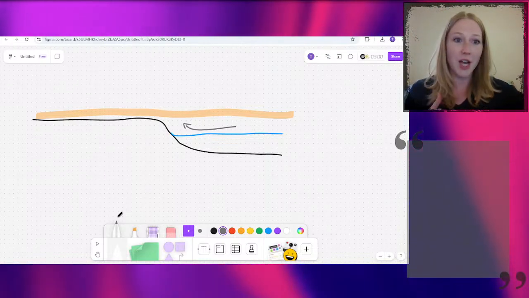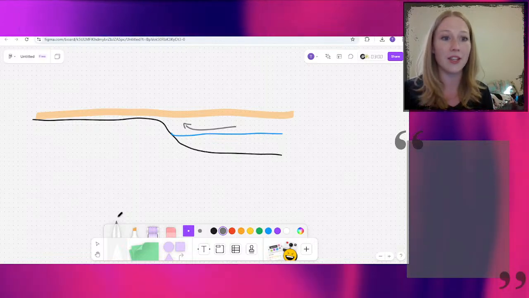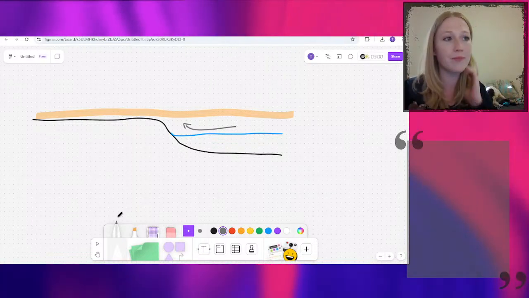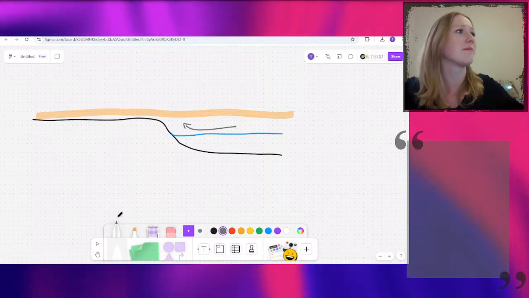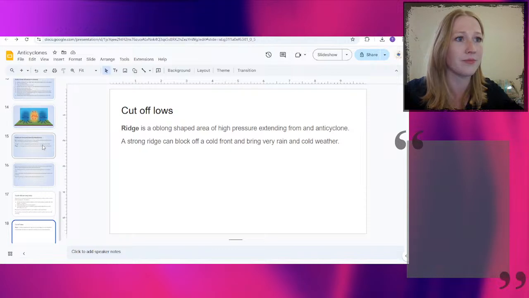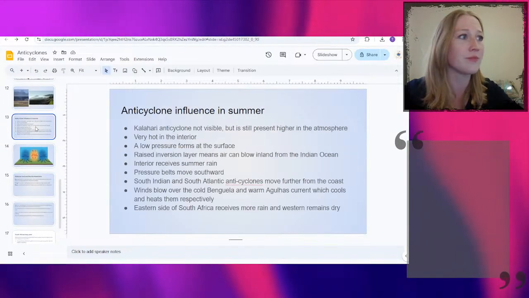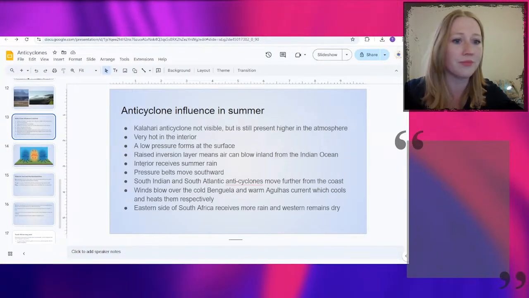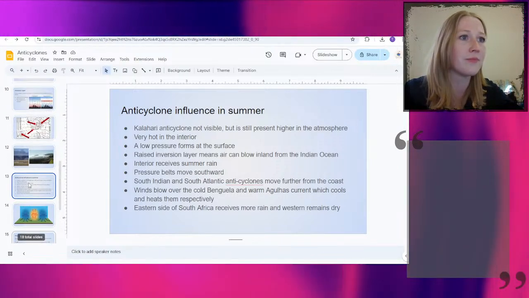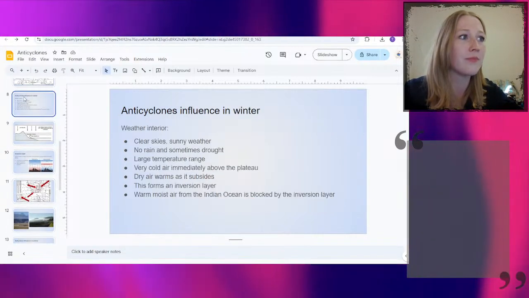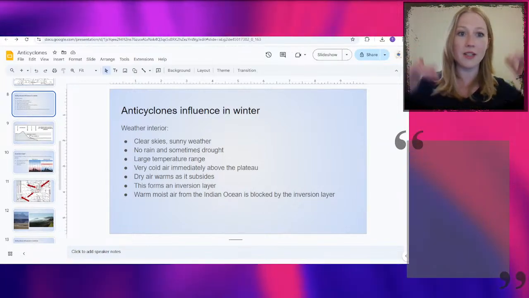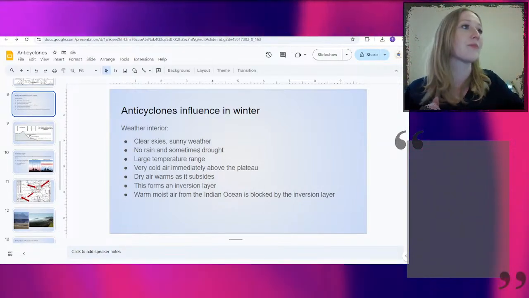Okay, so we can see that the high pressure blocks any air that is trying to blow up from the ocean and bring moisture with it. Making sure I've got the right one over here. There, that's there, in winter. So it's cold, it's dense, the high pressure is pushing down.